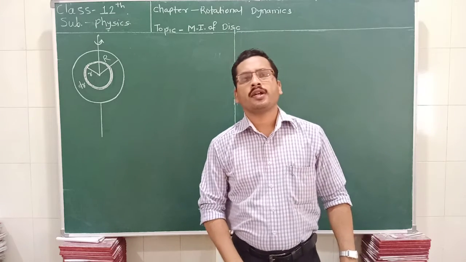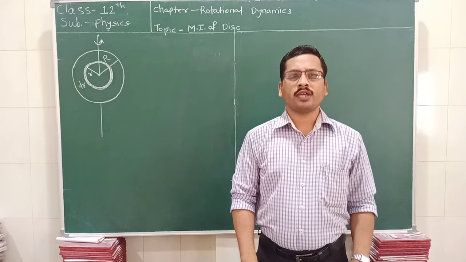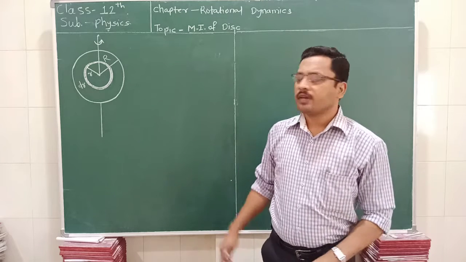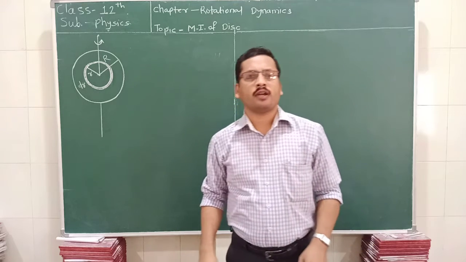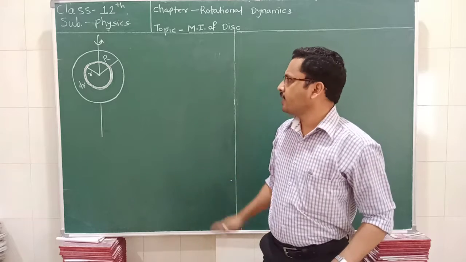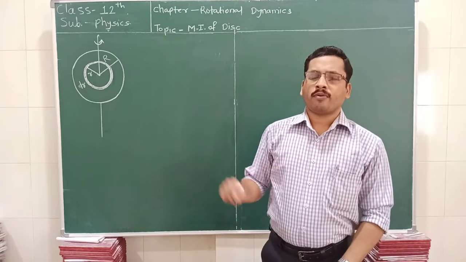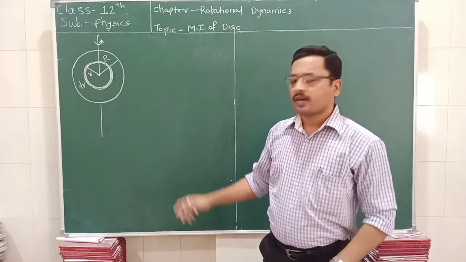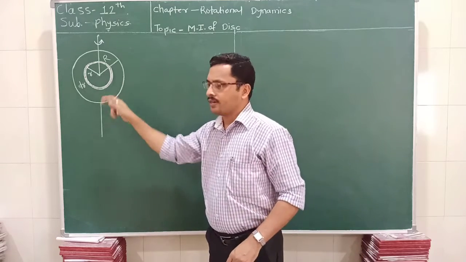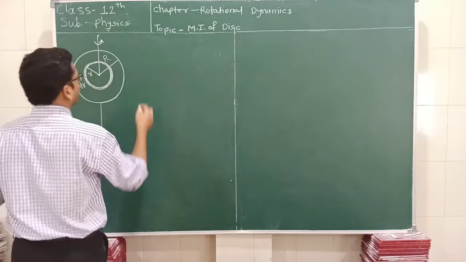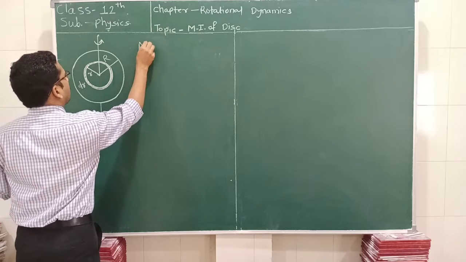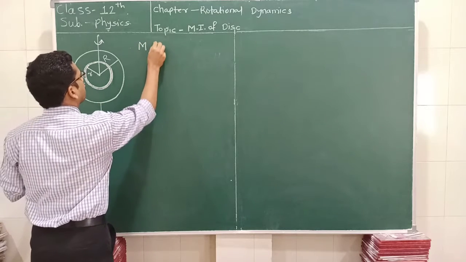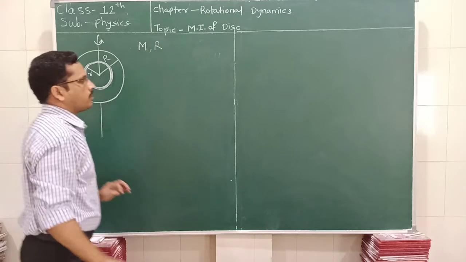What is this? A disk is an object which is circular in shape and its mass is uniform everywhere. It is called a disk. We all are familiar with it. Now, for determining the moment of inertia of a disk, consider a disk having mass capital M and radius capital R.